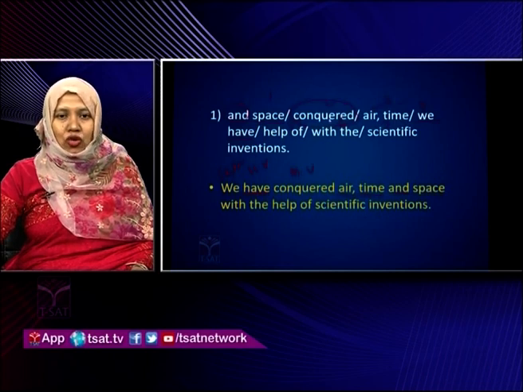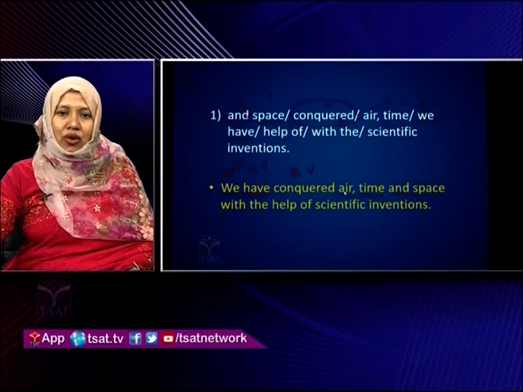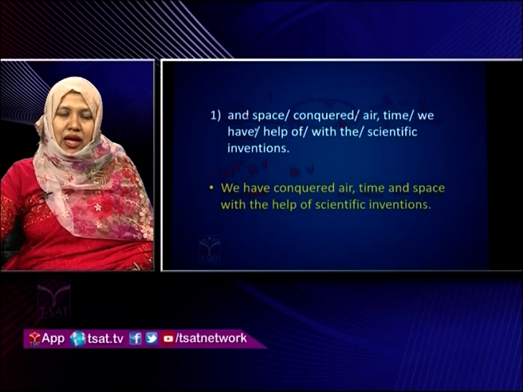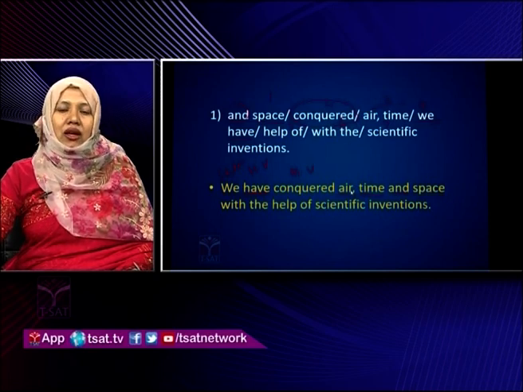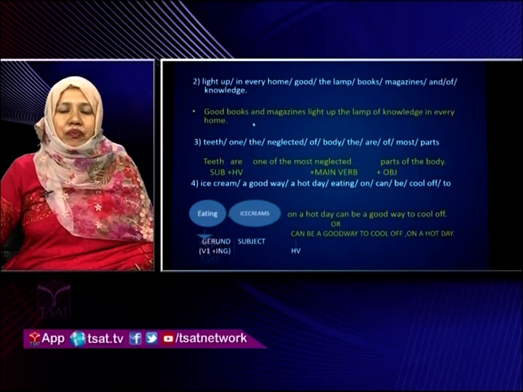We have selected conquered. If you see, conquered is an action word. So conquered, helping verb, main verb. Then what does man? We have conquered. We means man. Man has conquered what? He has conquered air, time and space. He has conquered the air, time and space. This is the object. With the help of what? Scientific invention. So if you get the subject and verb of the sentence, automatically you will be able to identify the other words in order. Now moving on to the next example.